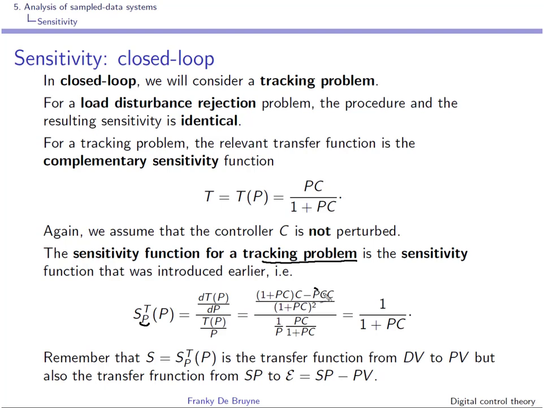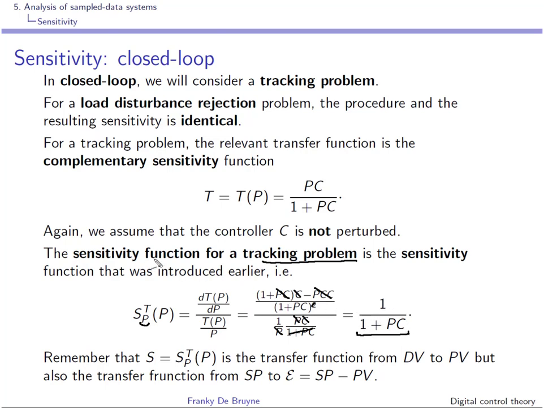Of course, this one will cancel out with this one. This one will cancel out with this one, and this one will cancel out with this one. So we're left with 1 over 1 plus BC, and this is the sensitivity function that we have defined previously. This is why this function is called the sensitivity function.